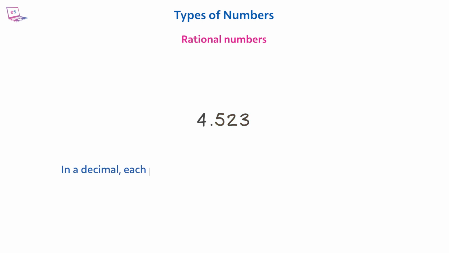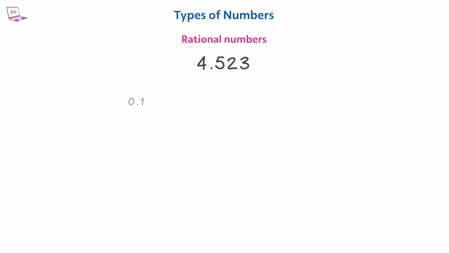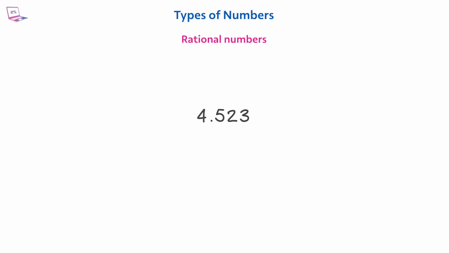In a decimal, each place to the right of the decimal point represents a fraction with a denominator that is a power of 10. 0.1 means 1/10. 0.01 means 1/100. 0.001 means 1/1000. Coming back to our example, 5 is called 5/10, 2 is called 2/100, and 3 is called 3/1000. Now, you have understood decimals.